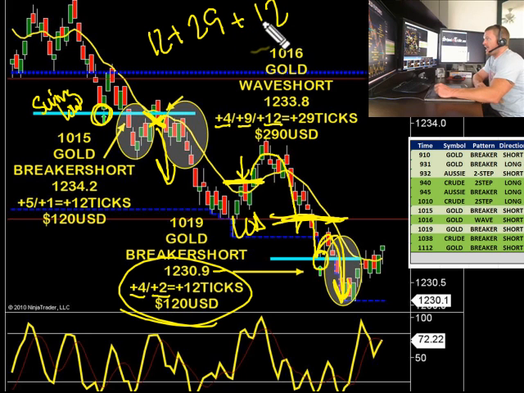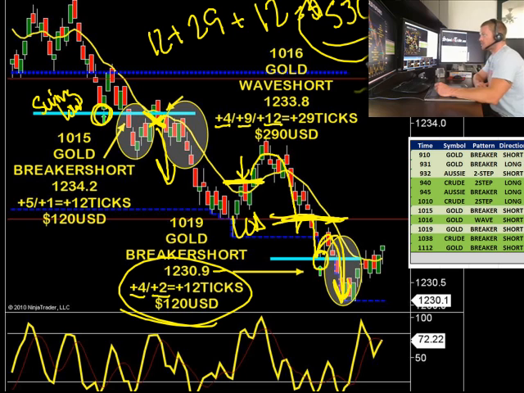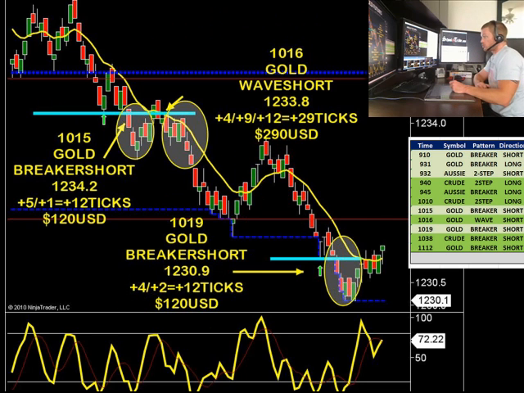12 and 12, and then added another almost 30 ticks, right? That's 53 ticks, guys. 530 USD from 10:15 to 10:19. Right? 50 ticks on a scalp system here, guys. We got the breaker, the wave. We had a two-step in here somewhere, right? Two-step right in there. Guys, this is how all of our trades should go, right?